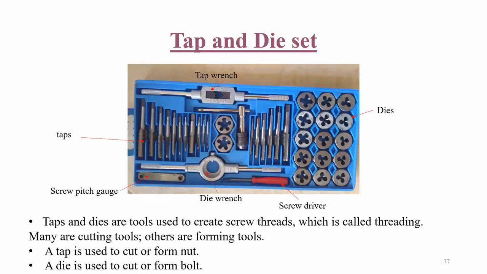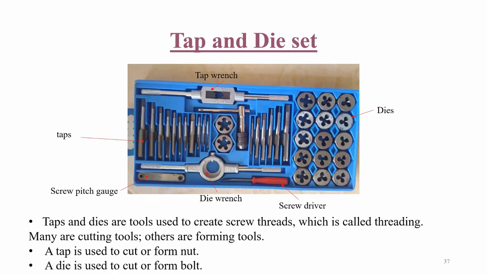Then the other one is tap and die set. Here it consists of different parts. The first one is tap wrench. The other one tap. I am saying only the main part. The tap wrench, taps, die wrench, and dies. These are the major parts in tap and die set. Normally, we are utilizing this tap and die set for threading.